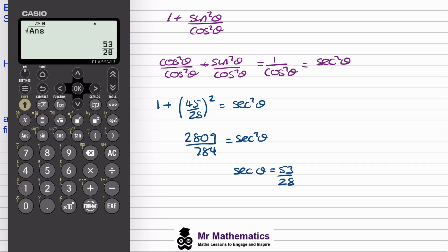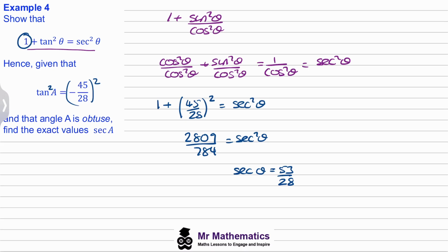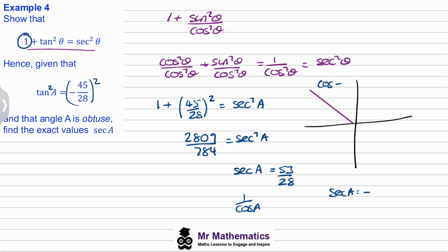But we're told in the question that the angle is obtuse. And I just realized I should have used A and not theta. So we need to think, is this going to be positive or negative? If we draw a CAST diagram, if the angle is obtuse, then we're in the second quadrant between the 90 and the 180. And we know sec A is 1 over cos A. So in the second quadrant, cos is negative. So the sec of A will be negative 53 over 28. Okay?